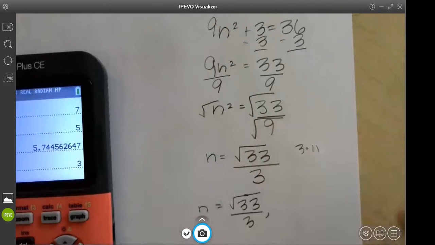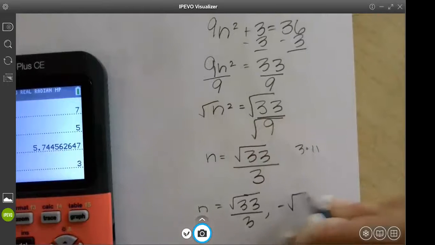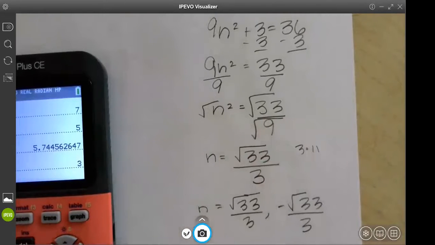And then what else do I need to remember? Negative square root 33 over 3. Got it? So that's what she's saying: that top one won't break down. That might be one of your questions. I don't know if it is. Somebody might have a very similar question. Okay, any questions? All right, I'm going to stop sharing, stop recording.